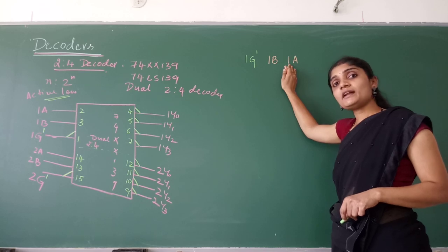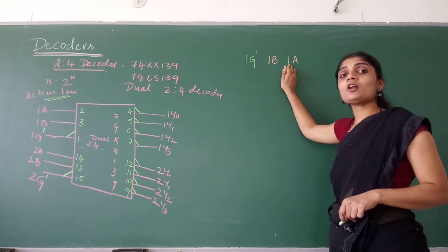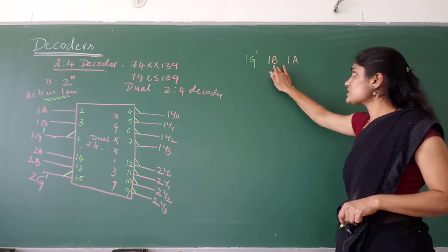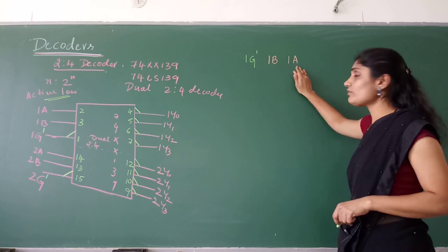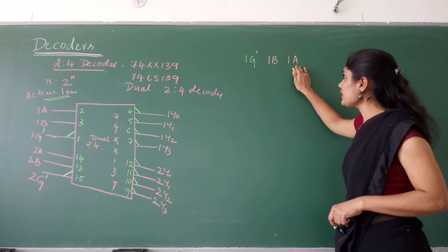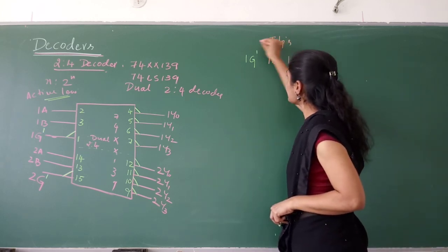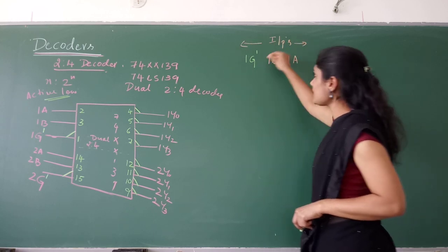Otherwise, when you implement the logic functions using a decoder, you may not get the correct answer. So it is 1B, then 1A. First signal they are taking as B, then the second one as A. So 1B, 1A are the inputs, right? And this is the enable input. 1G is an enable input.